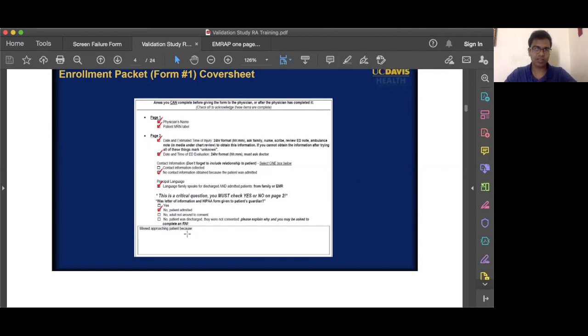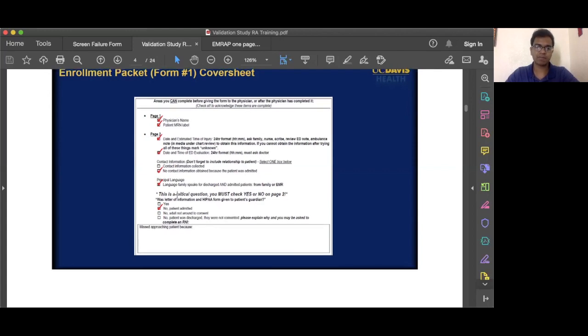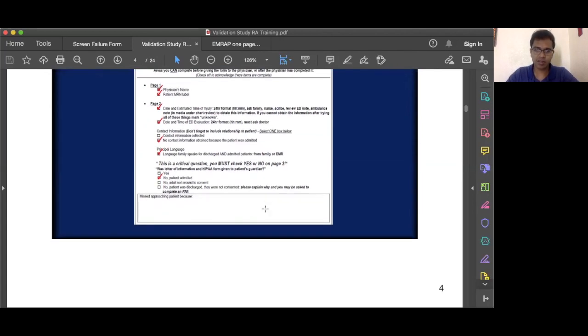You should never not give them the letters of information unless you didn't go ahead and consent. So if the patient was admitted, you're not going to be approaching them, and in that case you don't have to hand them a letter of information form. But if the patient was discharged and you consented them, you should have always given them the letter of information. And this is right down here.